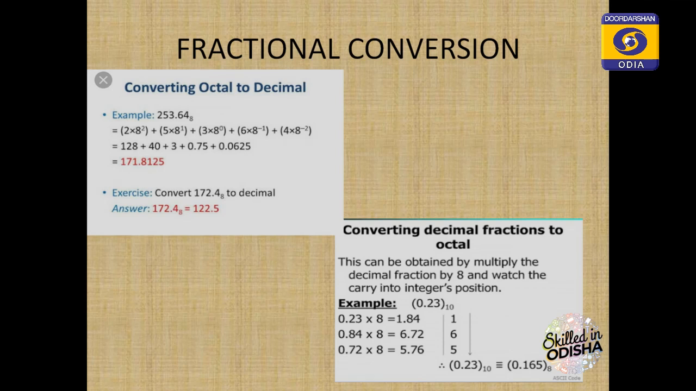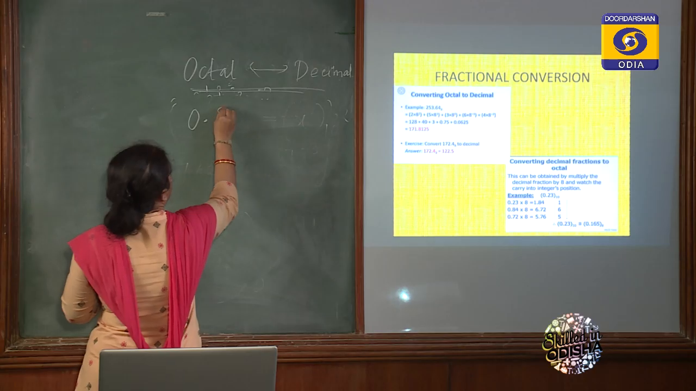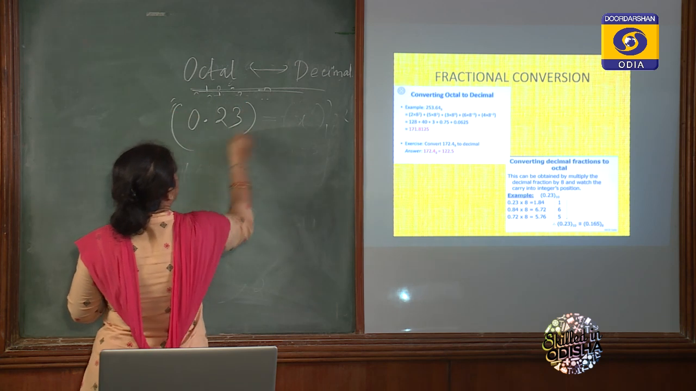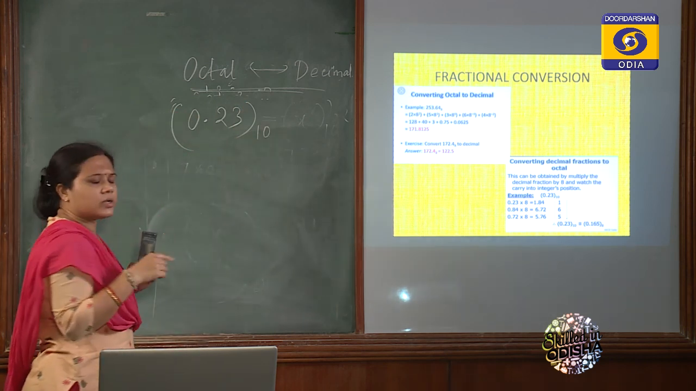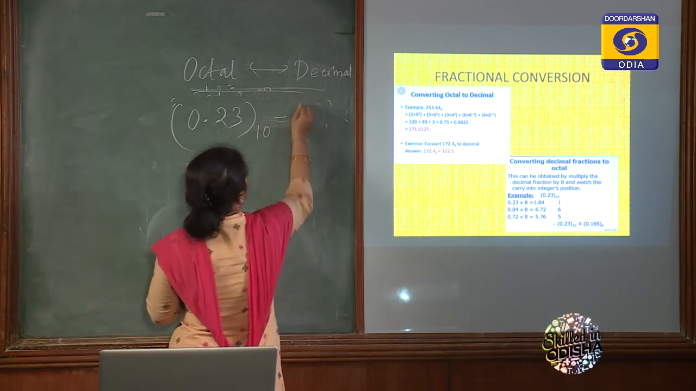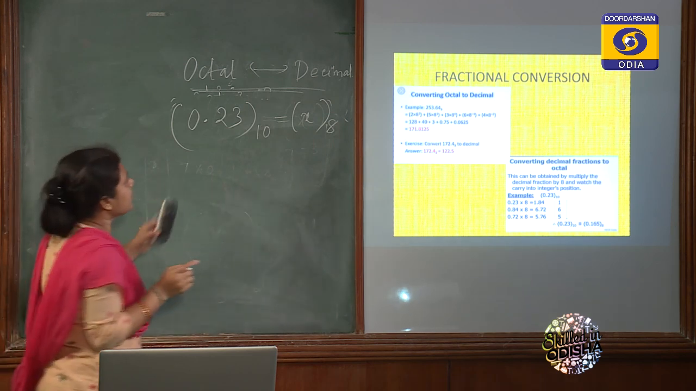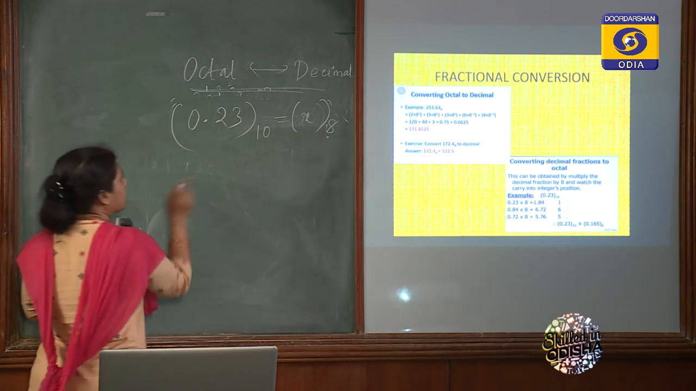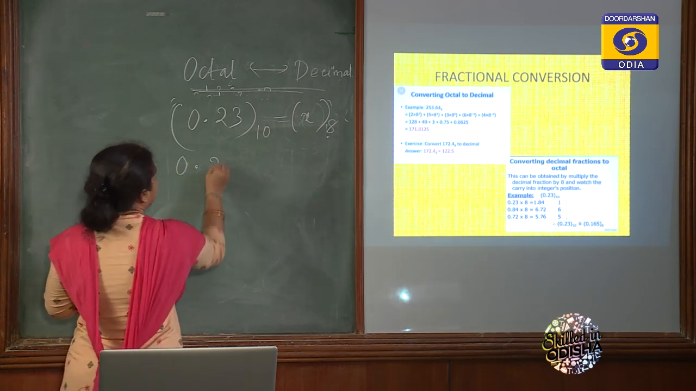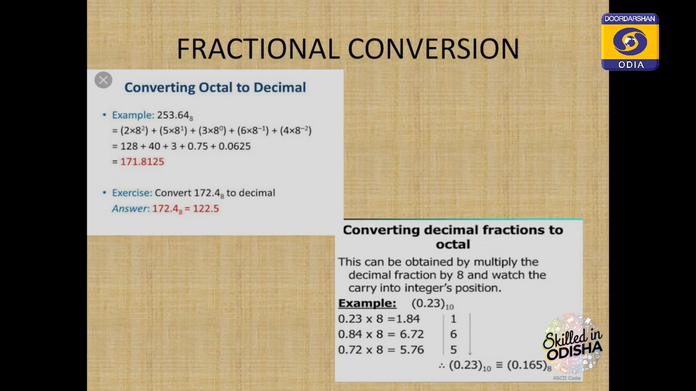Decimal to octal conversion. So what do we have to do here? Suppose I take the example 0.23, where the base is 10. I have to find the equivalent octal fractional number. Let that number be x, and here the base will be 8. That means now I have to multiply by 8, the base. I have to multiply 0.23 with 8, and now it comes to 1.84. So I have to separate this integer part.